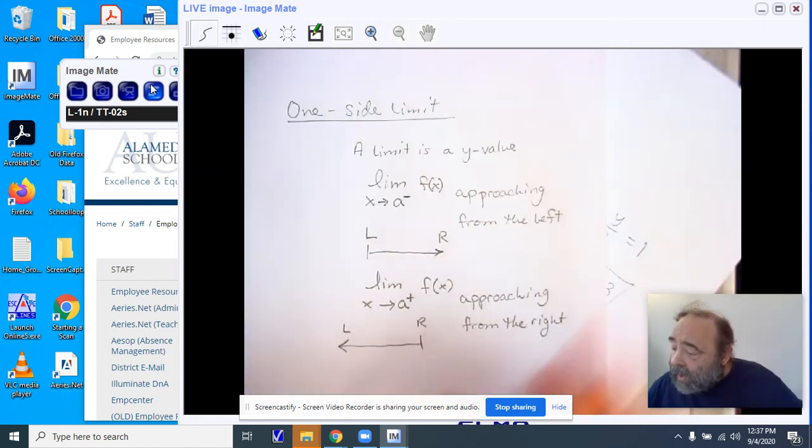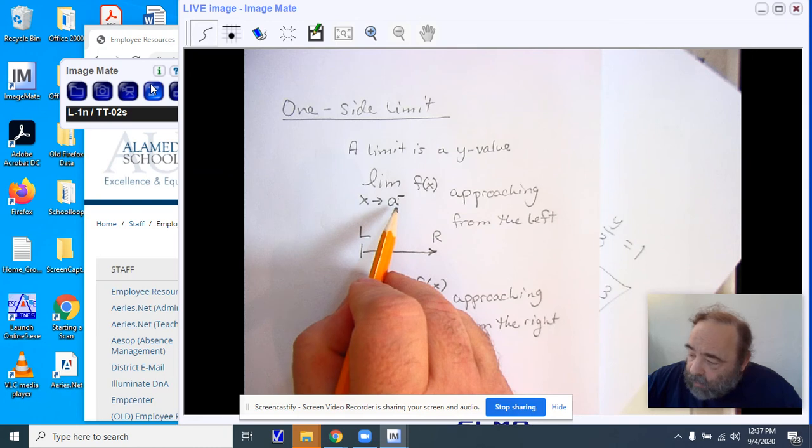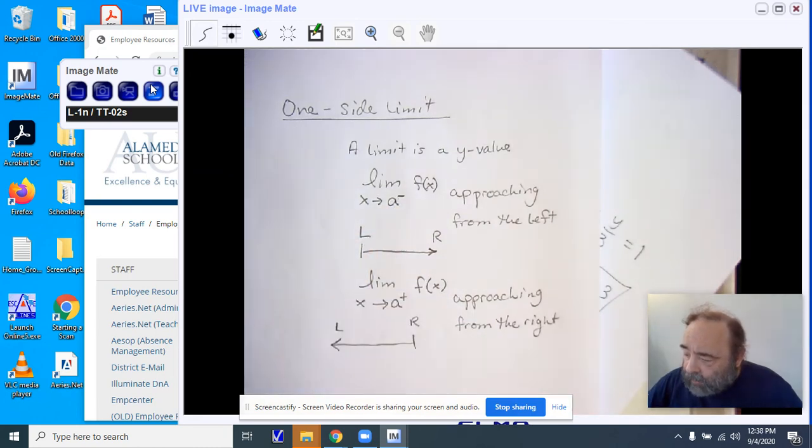Our notation that we are watching out for is approaching from the left towards the right when there is a minus behind the value, and from the right toward the left when we have a positive behind our value.